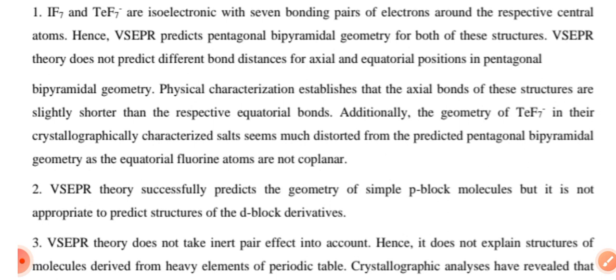VSEPR theory does not predict different bond distances for axial and equatorial positions in pentagonal bipyramidal geometry. Physical characterization establishes that the axial bonds of these structures are slightly shorter than the respective equatorial bonds. Additionally, the geometry of tellurium heptafluoride in its crystallographically characterized solid seems much distorted from the predicted pentagonal bipyramidal geometry, as the equatorial fluorine atoms are not coplanar.